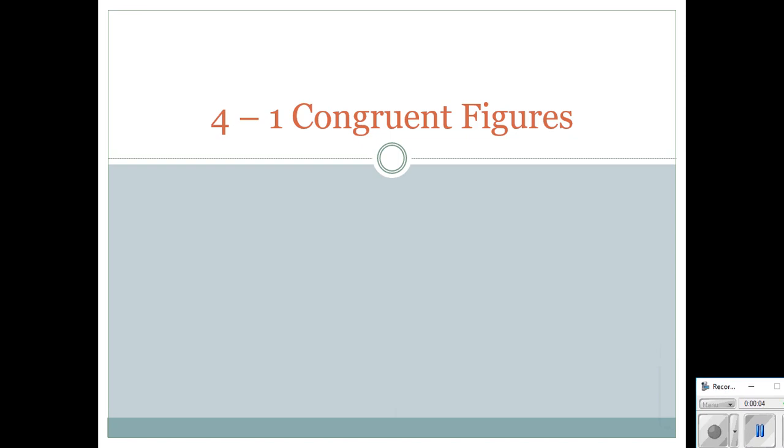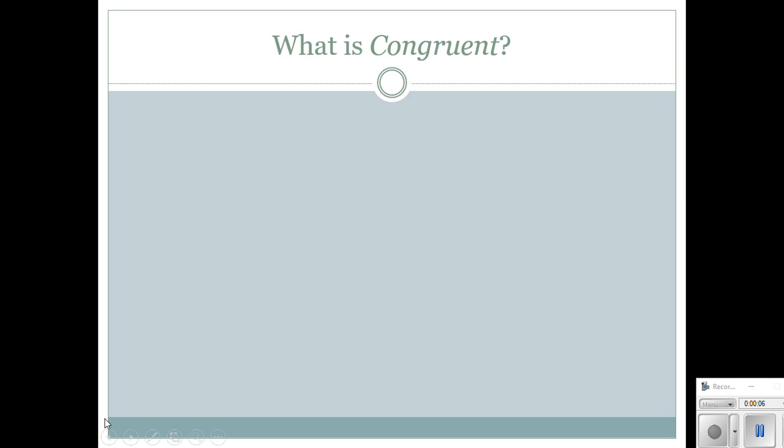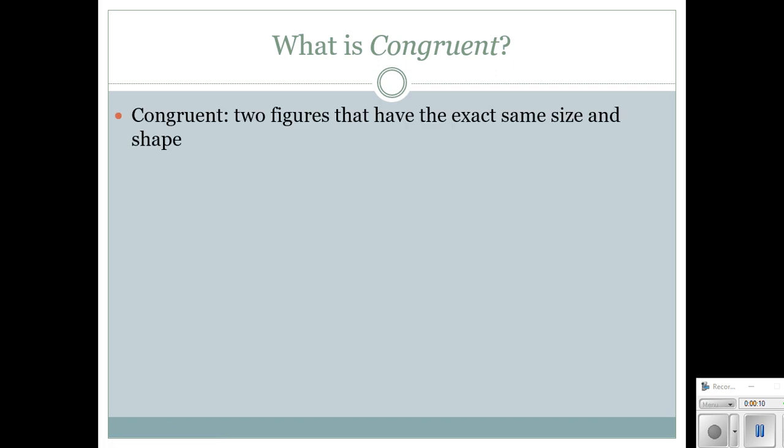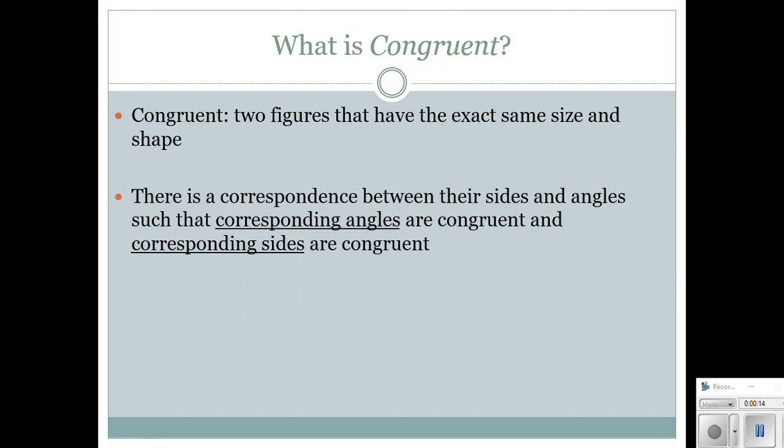4-1 Congruent figures. What is congruent? Congruent means two figures that have the exact same size and same shape. There is a correspondence between their size and angles such that corresponding angles are congruent and corresponding sides are congruent.